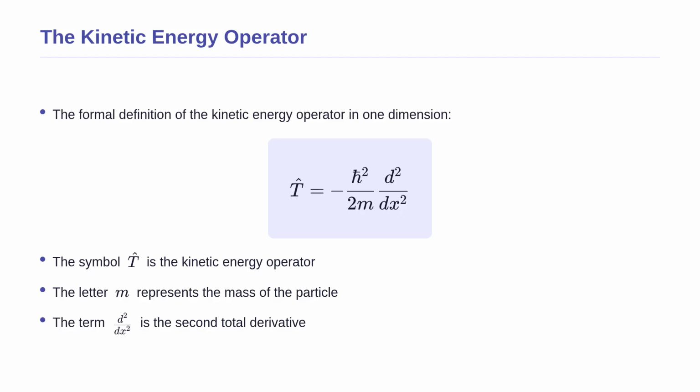Conceptually, this operator relates the curvature of the wave function to the particle's energy. The symbol m represents the mass of the particle. The term d squared by dx squared is the second total derivative, meaning we must differentiate the wave function twice in a row. The negative h bar squared over 2m is a constant factor that ensures our final energy value has the correct physical units of joules.